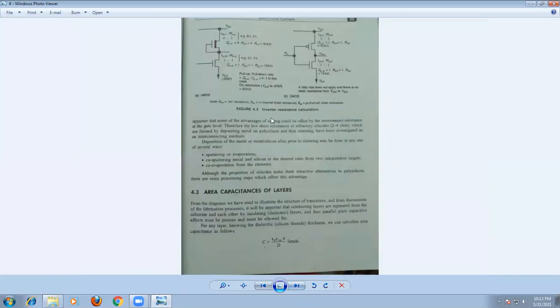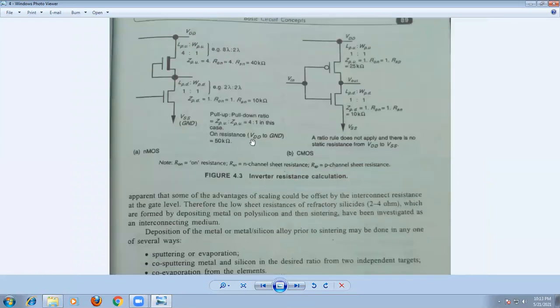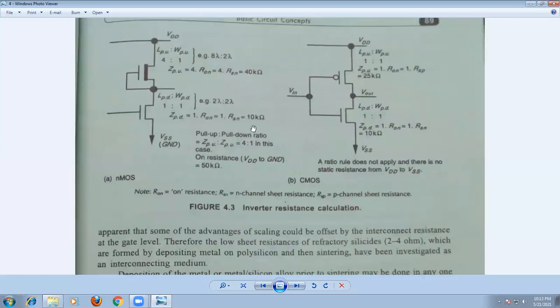For example, let us consider the examination. Sometimes they'll ask you to find out the on resistance of the inverter in 5 micrometer technology, or with 2 micrometer technology, or in 1.2 micrometer technology. So find out the on resistance of the device. Then how do we calculate the on resistance of the inverter circuit in NMOS technology?